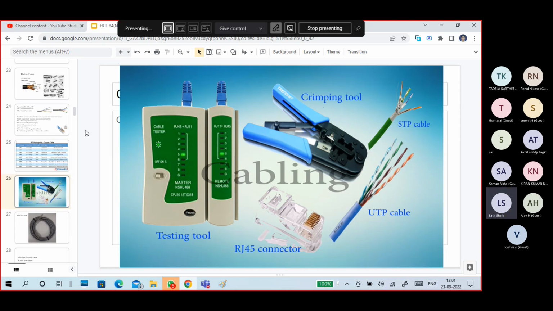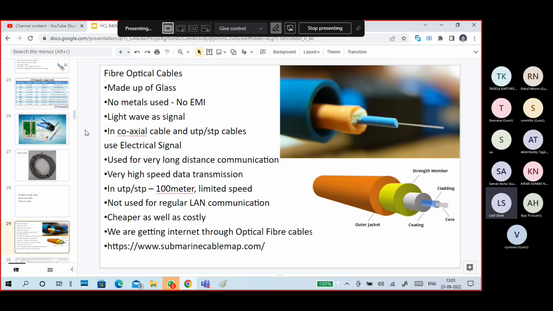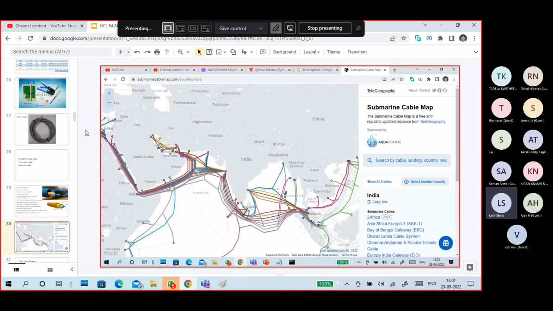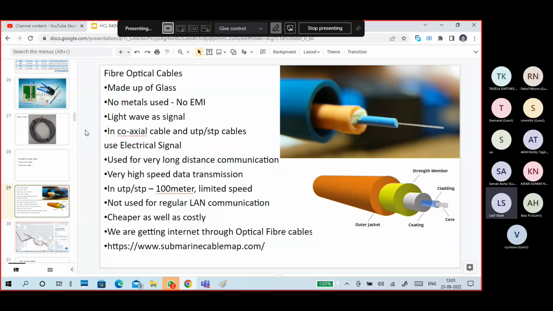Okay, so this is one part. Just breathe for 1 minute. Then we'll go to fiber optical cables.